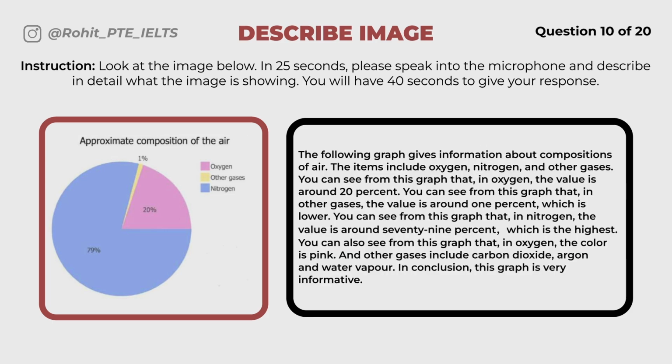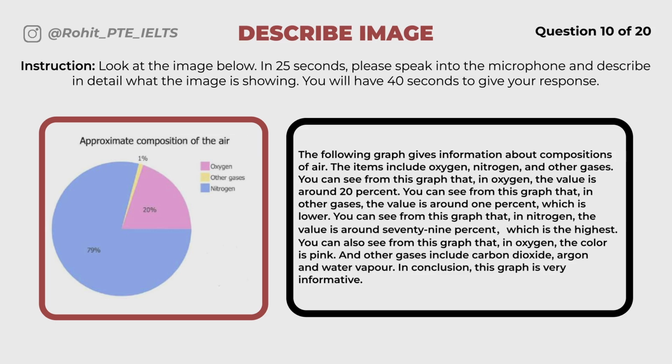The following graph gives information about compositions of air. The items include oxygen, nitrogen, and other gases. You can see from this graph that in oxygen, the value is around 20%. You can see from this graph that in other gases, the value is around 1%, which is lower.